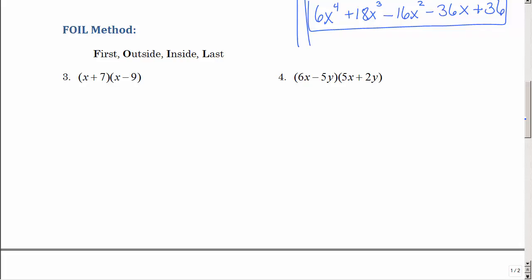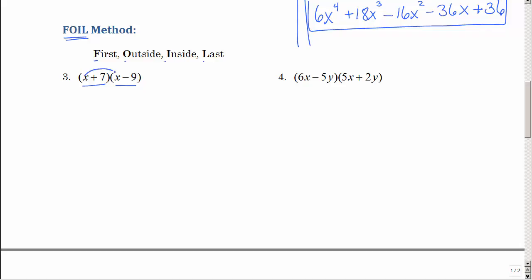Now the next thing is a binomial times a binomial, and many of you have learned this with the mnemonic, the FOIL method. FOIL stands for first, outside, inside, last. Sometimes you've learned it as first, outer, inner, last. It doesn't really matter. It's still the distributive property. But this is for a binomial times a binomial.